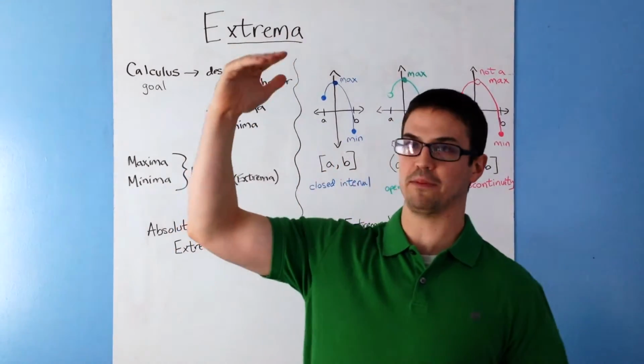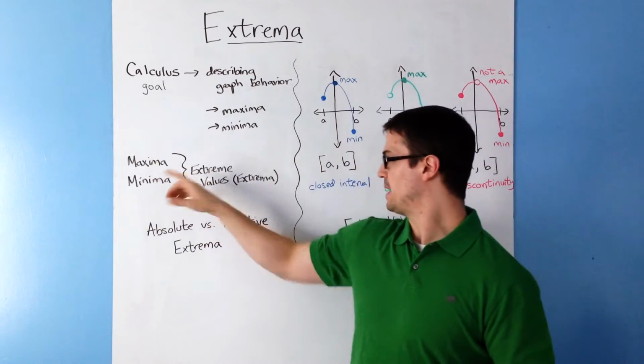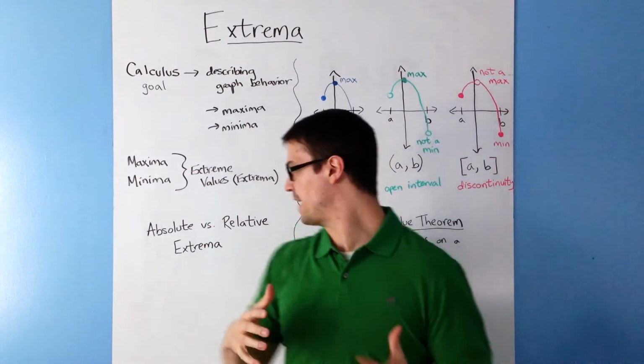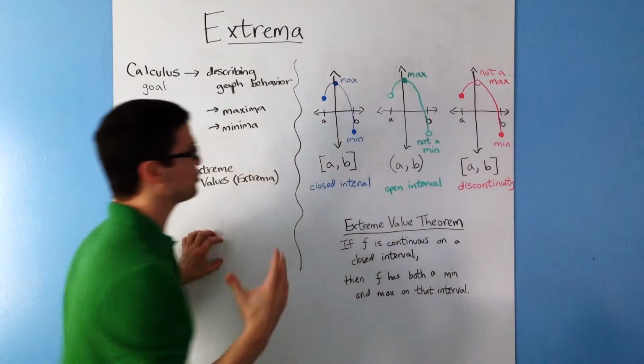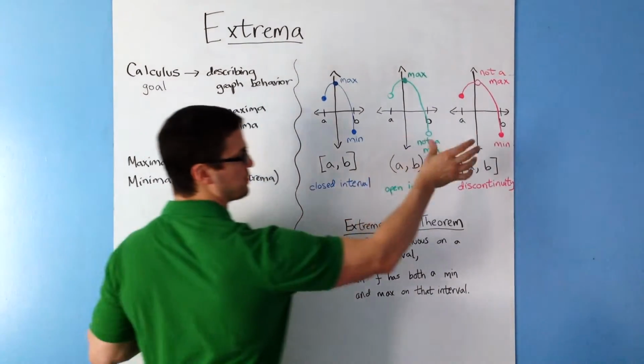Just think the extreme high and the extreme low. That's why min and max represent the extreme values. Okay, to kind of go over more about extrema, I have 3 examples of graphs here.